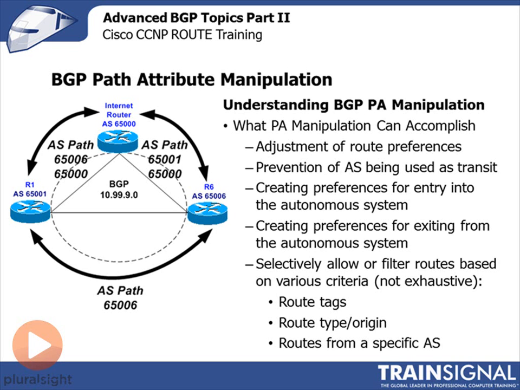It can prevent a particular autonomous system being used as a transit. For example, in the diagram to the left, if we so chose, we could prevent either the router 1 or router 6 autonomous systems respectively from being used as a transit, meaning having any traffic pass within it to another location. For example, if we want all traffic to be forced to go from router 1 to the internet router and never go through router 6 up to the internet router as a path, there are ways to do that. It can also give you an opportunity to create preferences for entry into an autonomous system and out of an autonomous system.